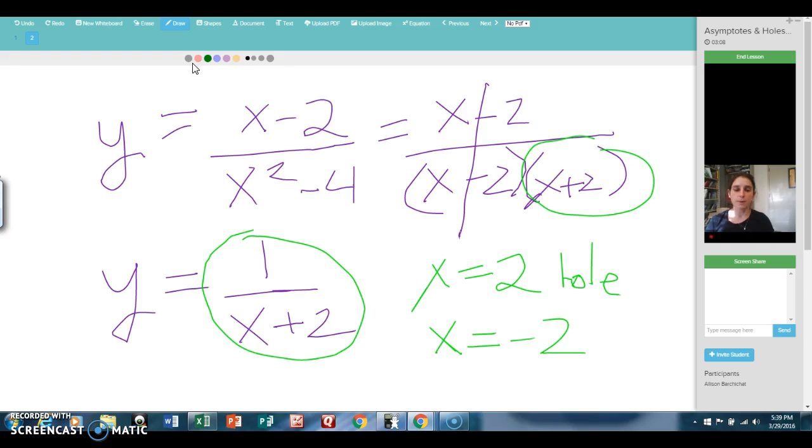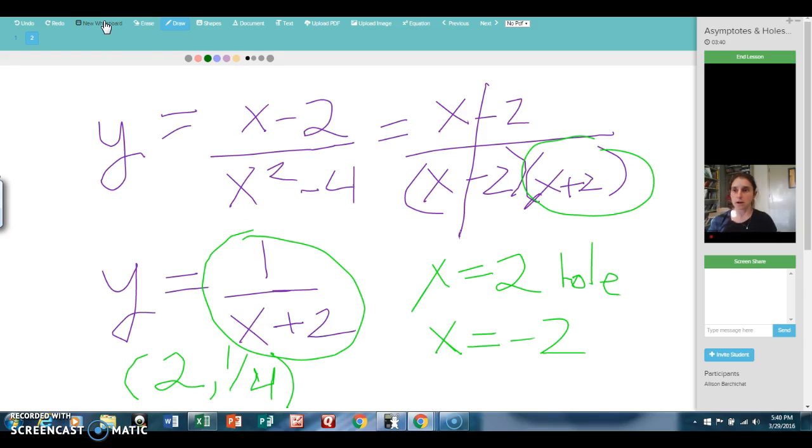Now, a hole is actually a point on the graph, and it is an ordered pair. So to find the y value for the hole, you take the x value and plug it into the simplified form. So if I plug 2 into 1 over x plus 2, the y value I'm going to get is 1/4. So the hole occurs at (2, 1/4). Follow your teacher's lead on that one, if your teacher wants you to write it as x equals for your hole or as an ordered pair like that.